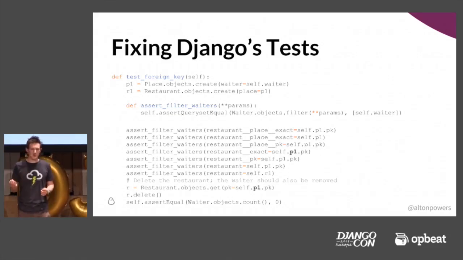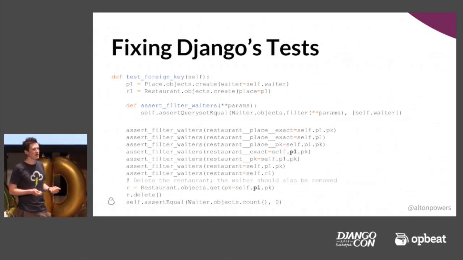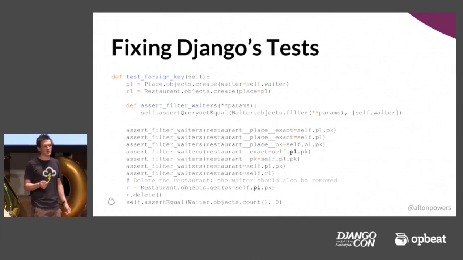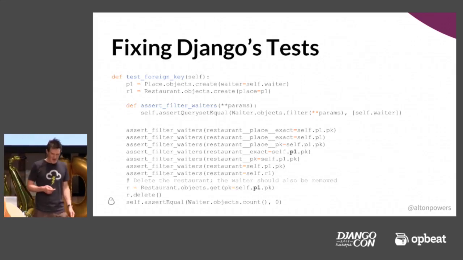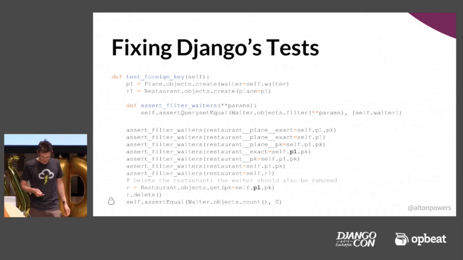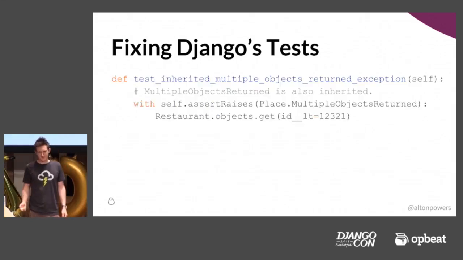It's querying for a restaurant object using the primary key of a place. But this test has only ever been run on databases with auto-increment IDs. So the IDs of both objects are 1, and you can query for the wrong object, it will still come back again. When you put this on a database with random IDs, it just fails. So we've submitted a pull request to fix that.